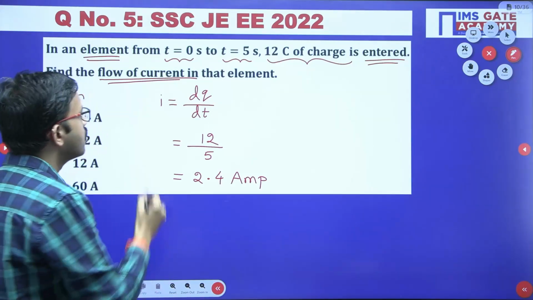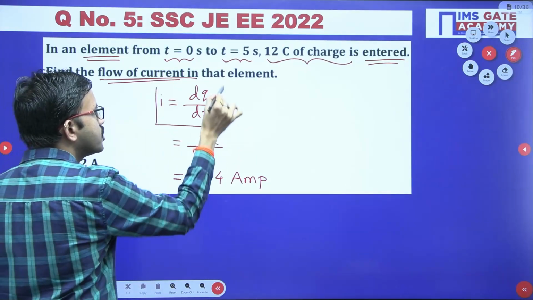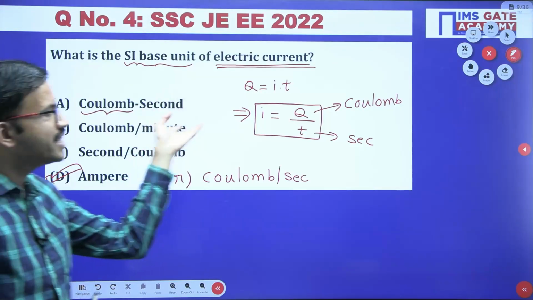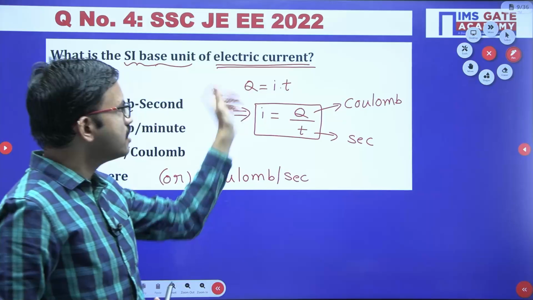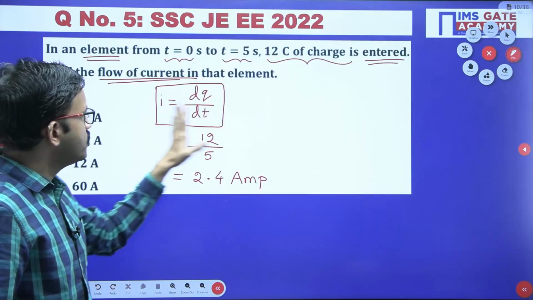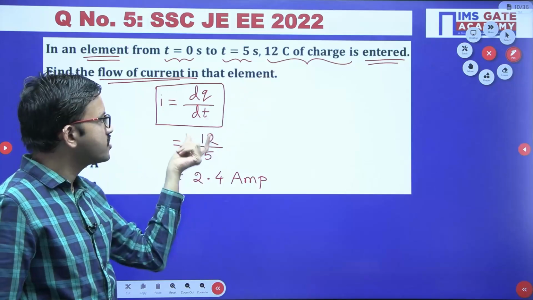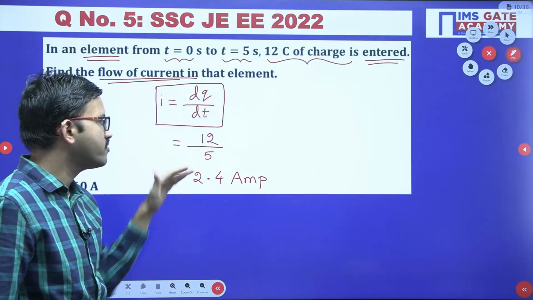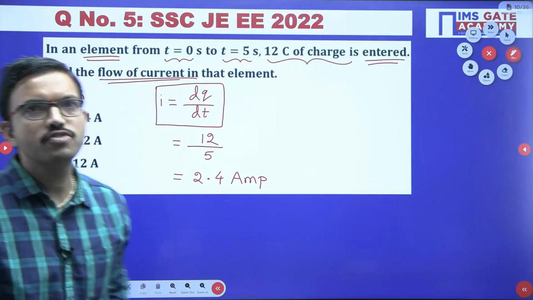So I hope all of you know this basic formula, I equal to dq by dt. From this formula only I have just rearranged. After doing the integration on both sides, you will get Q equal to IT like this. Right, I equal to dq by dt. So here 12 coulomb of charge was there in the duration of 5 seconds. So 12 divided by 5 is nothing but 2.4 ampere.